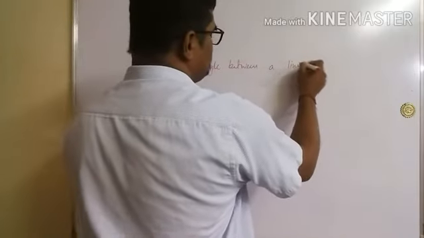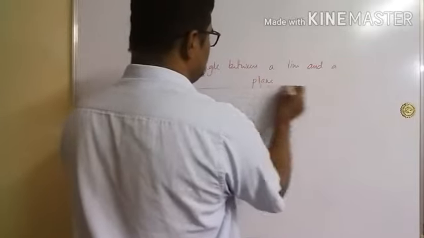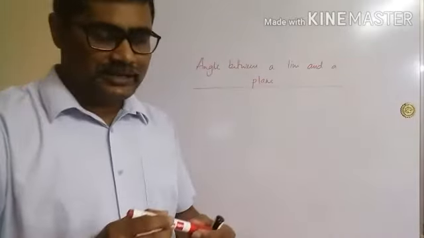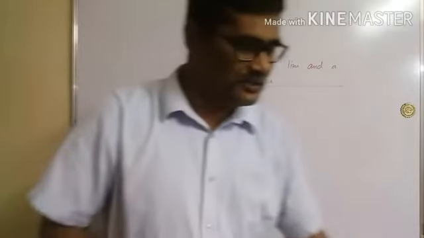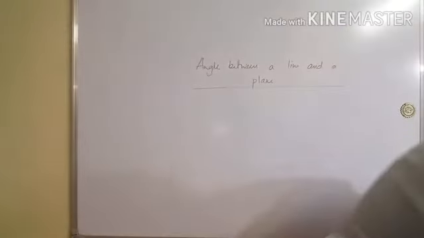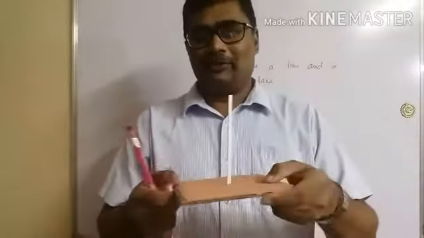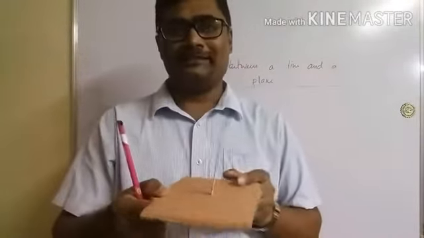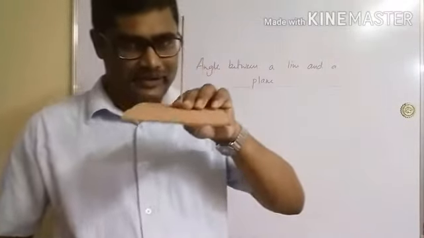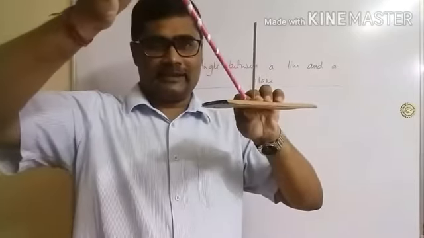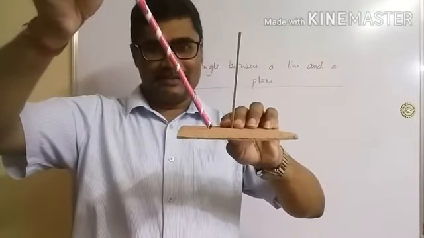a line and a plane. Angle between a line and a plane. So simple. I'll again bring that small aid so that you can visualize, right? Suppose this is a plane, and I already told you, make it a habit that when you see a plane, you should always see the perpendicular. This is the plane and this is a line. So I want to find the angle made by this line with the plane.